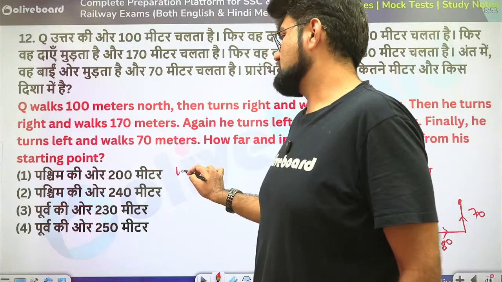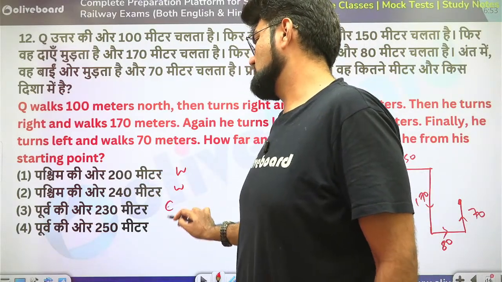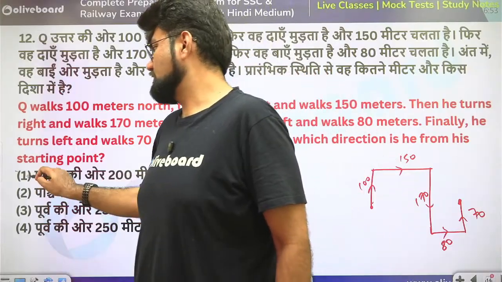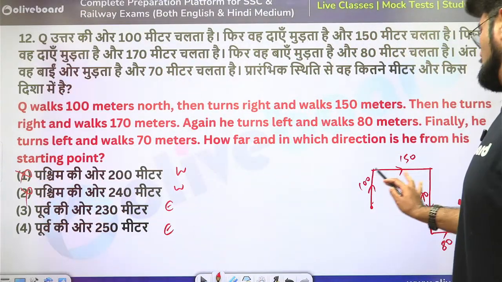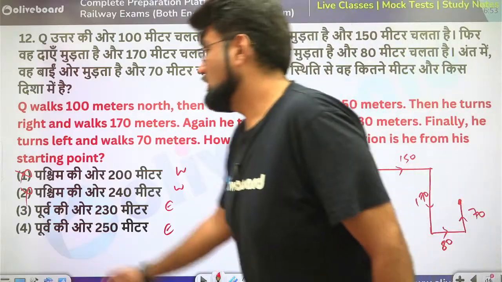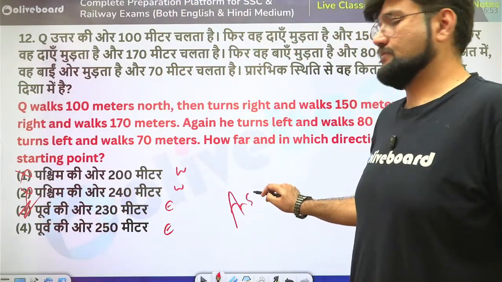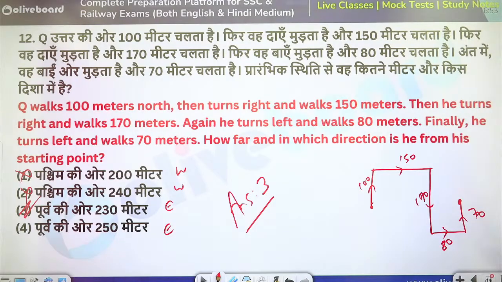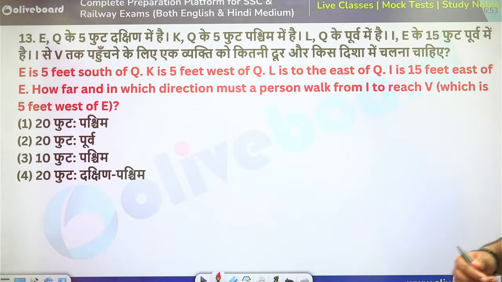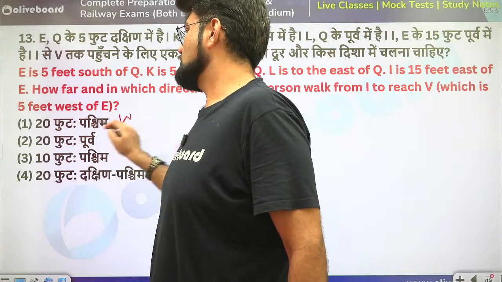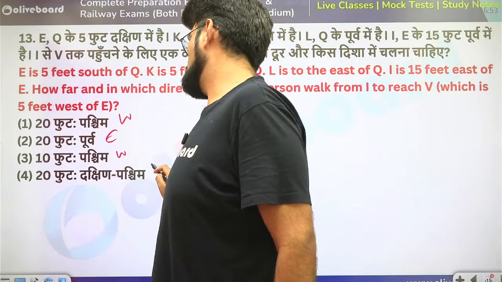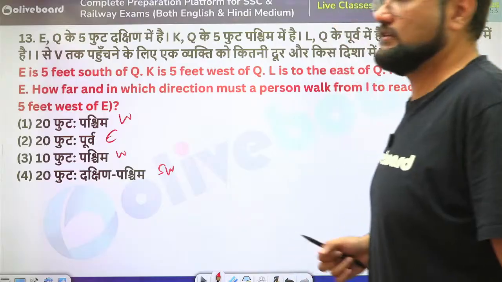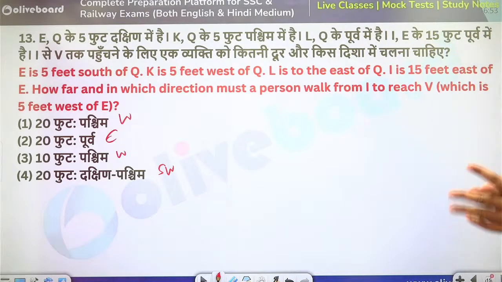Okay, wait. This is west 200 meters, west 200 meters, east 230 meters, east 250 meters. So obviously west and west would get cancelled. And if you look at the direction here, 150 plus 80 is 230. He's in 230 meters east. Generally, they're all translated, but sometimes the options can just remain like that. Next. So this is 20 foot west, 20 foot east, 20 foot west, and 20 foot southwest. If at all you don't know the Hindi directions, I'm just writing it here. So these are also kinds of questions where you will plot everything quickly and then find the answers.